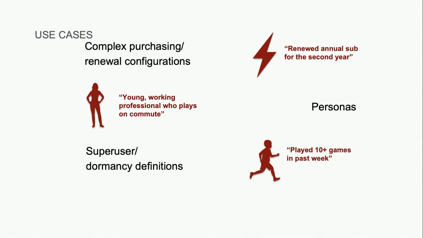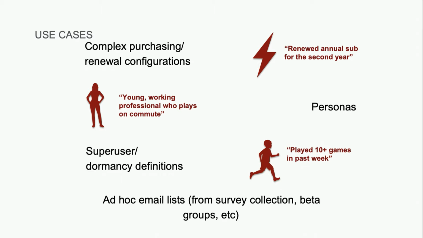You can use this to better identify, target, and communicate with those audiences for surveys or UX research. And super user and dormancy definitions, so what do you consider active for a user? 10-plus games in the past week, for example. How do you find those users? How do you automatically keep that up to date and target communications very specifically to that definition? And beyond this, ad hoc email lists, you can get it from survey collection, beta user groups from TestFlight, a lot of other things you can use this for.